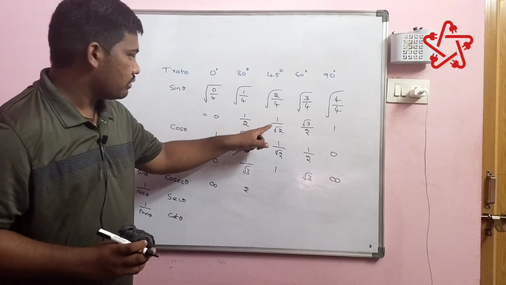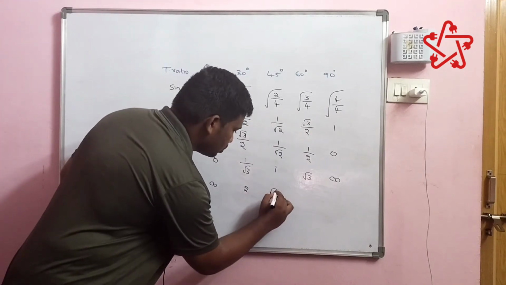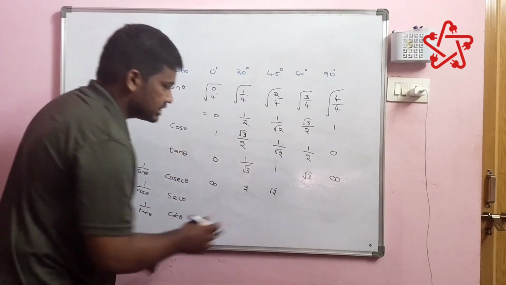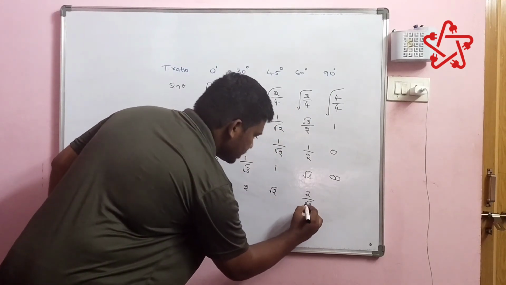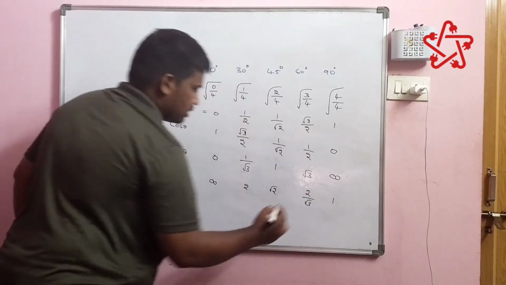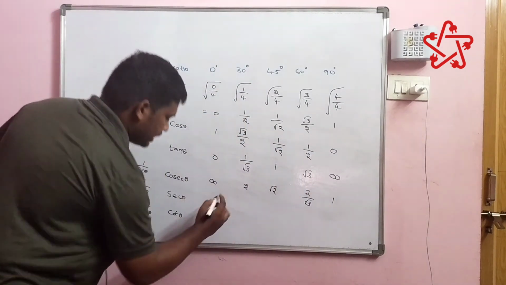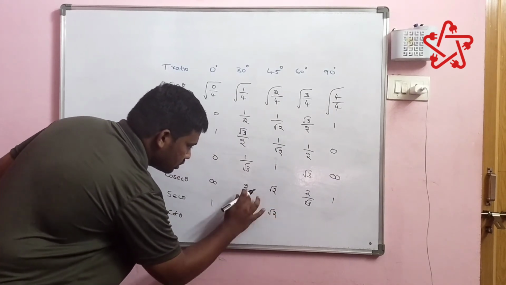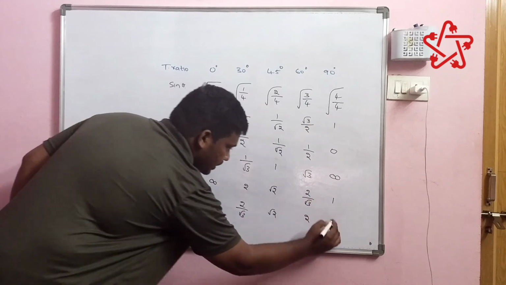Sin 45 is 1 by root 2. Then cosecant 45 is root 2. Sin 60 is root 3 by 2. Then cosecant 60 is 2 by root 3. Sin 90 is 1. 1 by 1 is 1. In a similar fashion, you can write secant here: 1, 2 by root 3, root 2, 2, infinity.